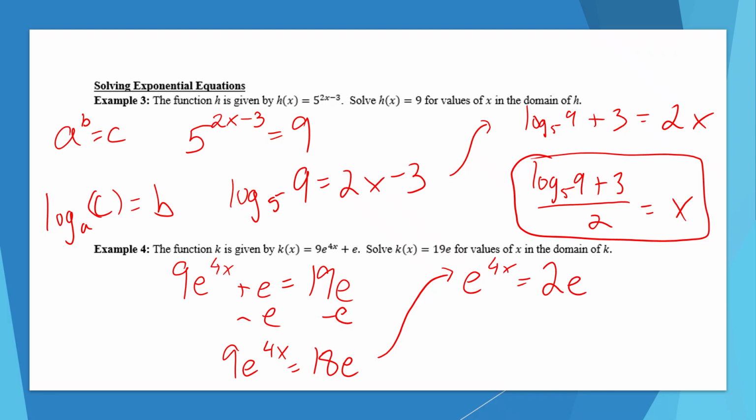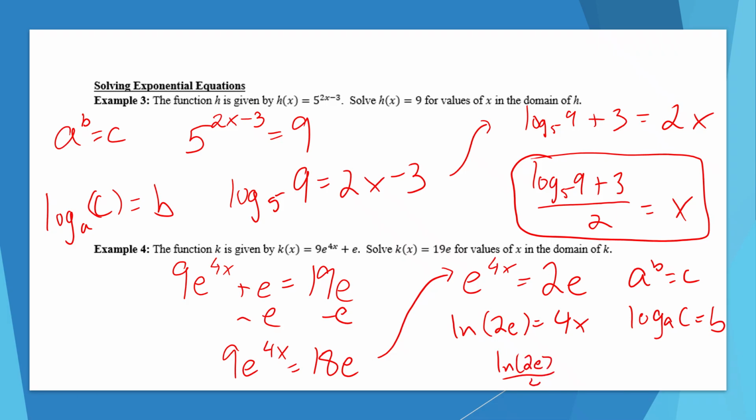Then I'm going to convert this from exponential to logarithmic. So this should be log base e and then c, which is 2e, equals 4x. We can also rewrite this as just ln, so let me do that now. Now, all I'm going to do is divide both sides by 4 to get ln of 2e over 4 equals x, and that should be my answer there.